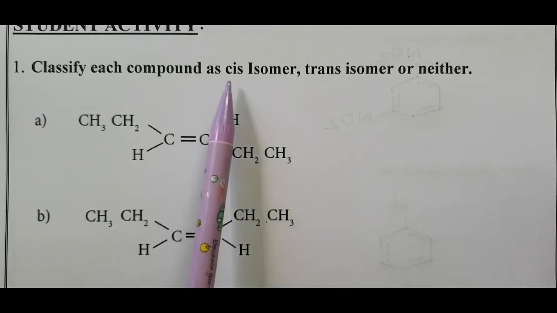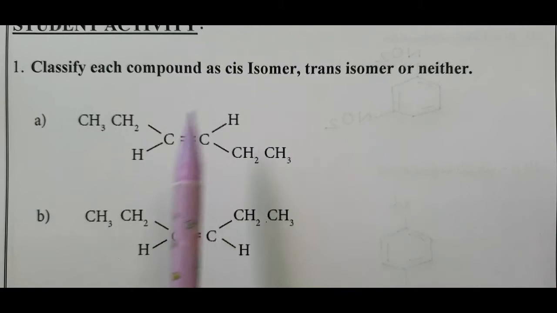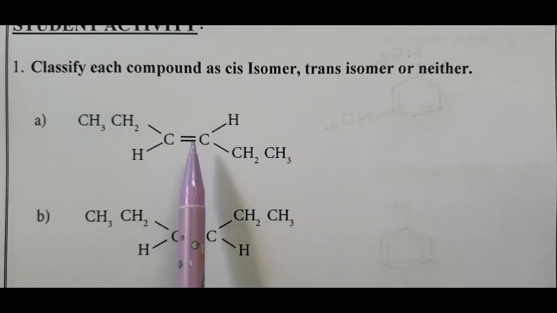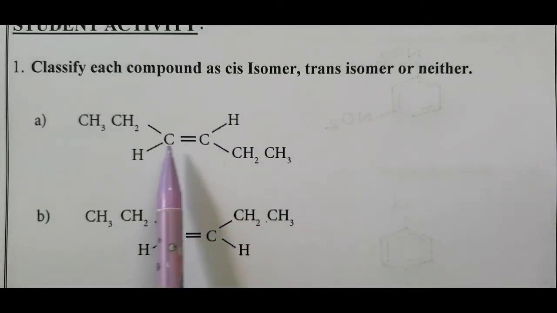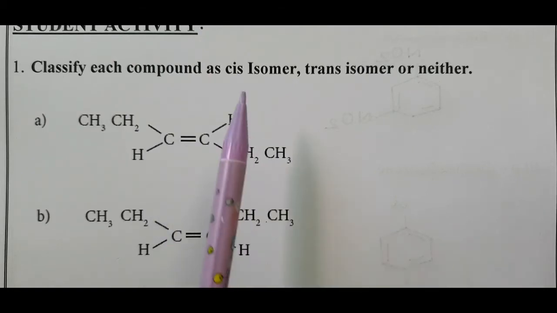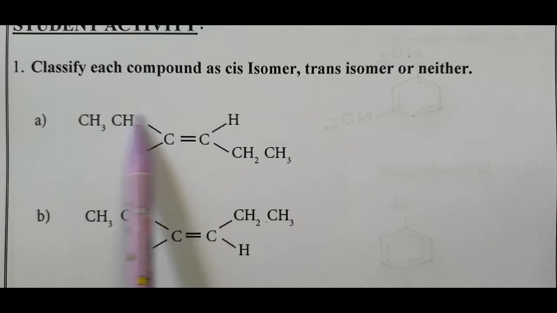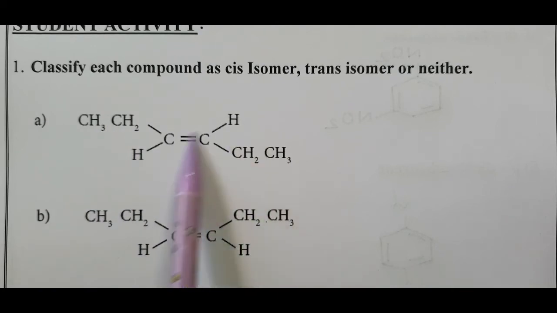What is meant by cis isomer? The cis and trans isomers are exhibited only in double bonded compounds. First point: rotation is not possible if a double bond is present between two carbon atoms. Rotation is restricted. What is cis? If the similar groups are on the same side of the double bond, it is cis. If the similar groups are on opposite sides of the double bond, it is the trans isomer.